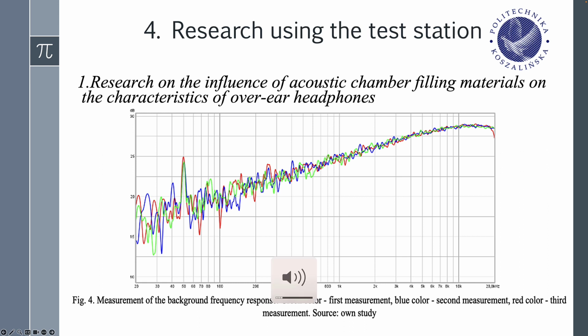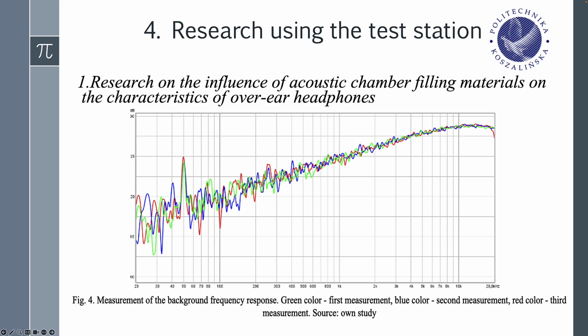Measurements are taken in a place as quiet as possible to reduce external interference. A microphone calibration was carried out before the measurements. Each measurement was taken 3 times after the headphones were removed and put back on the microphone. First, background measurements were taken, as seen in the graph, Figure 4. The characteristic peak at 50 Hz is probably due to the operation of equipment using voltage converters.